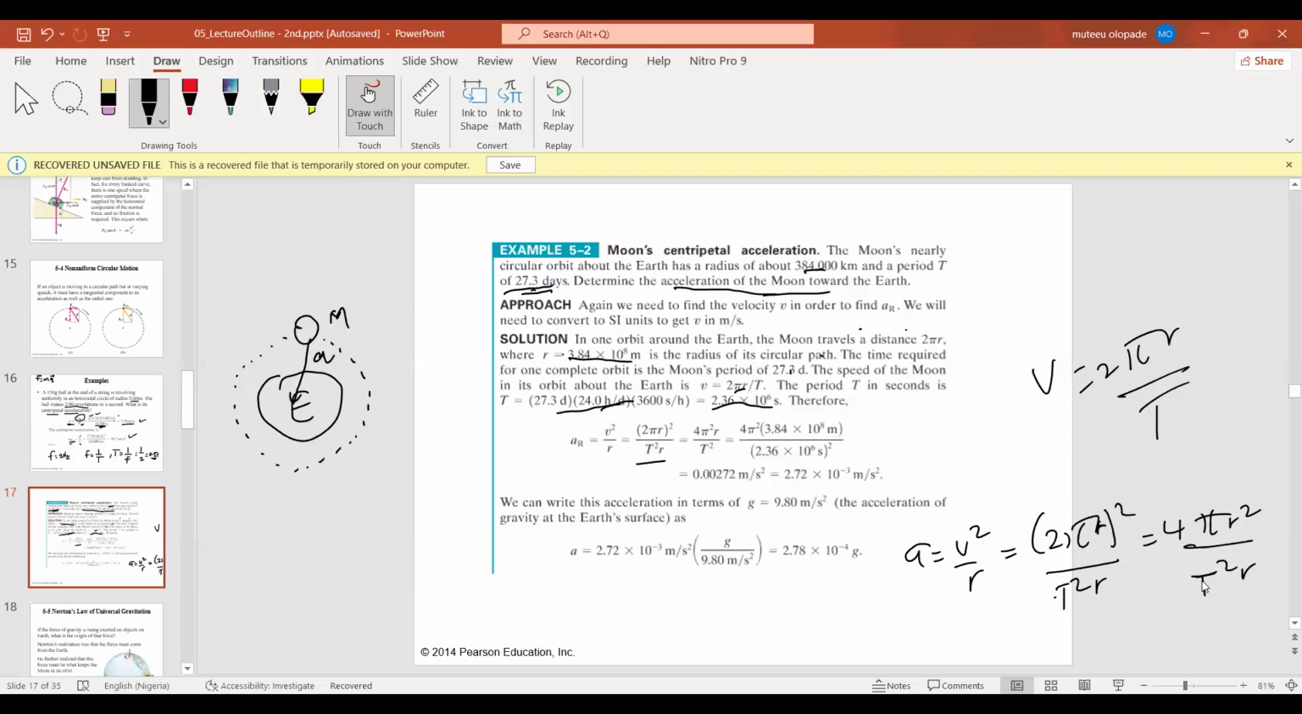So if you put in the necessary parameters, we know the period, we know the radius, if you substitute them into this, it gives us this, in meters per second squared. That's the acceleration, meters per second squared. That is what you have.